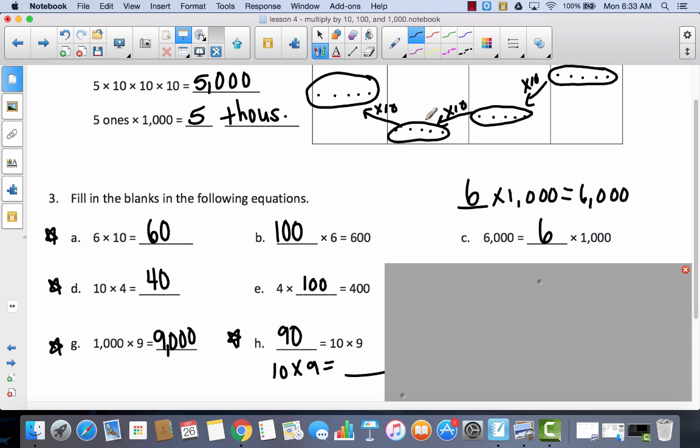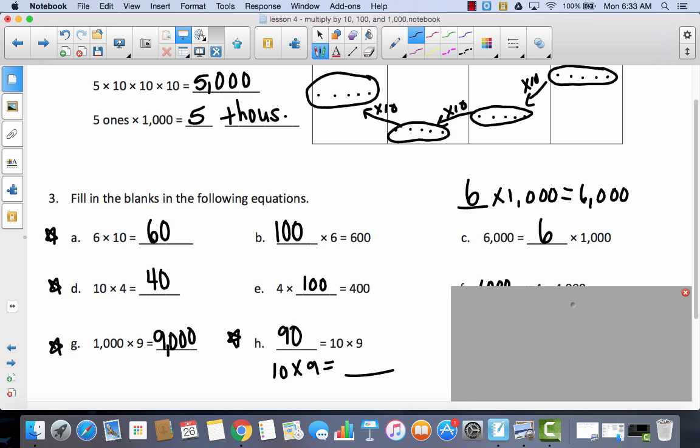I had to drag it 2 place values, which meant I multiplied it times 10 twice, which was equal to 100. All right, so let's take a look at F. So again, I had 4 ones, and I was dragging it all the way to the thousands place. So that meant that I multiplied it times 1,000.